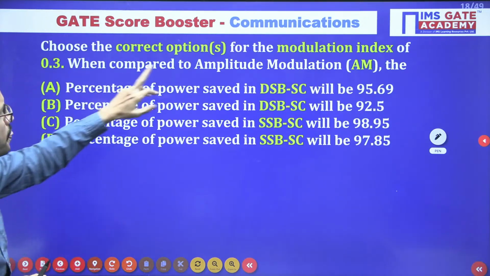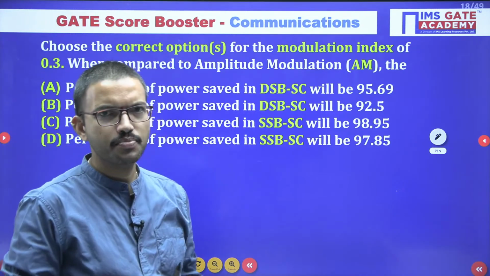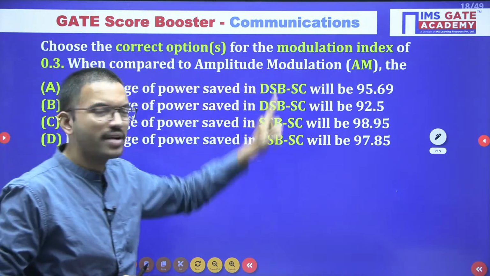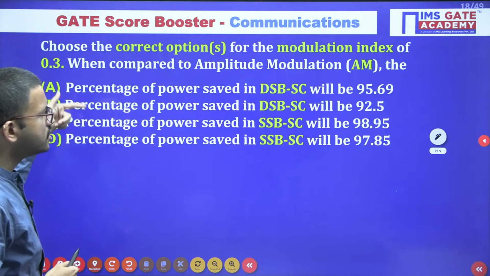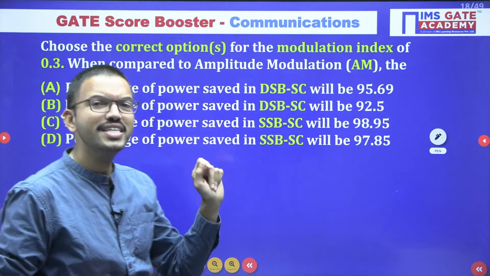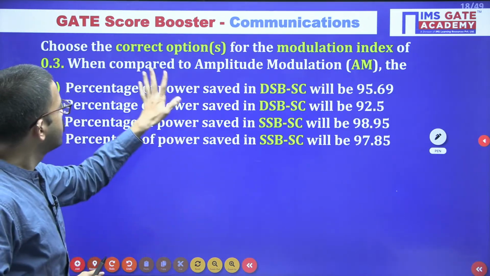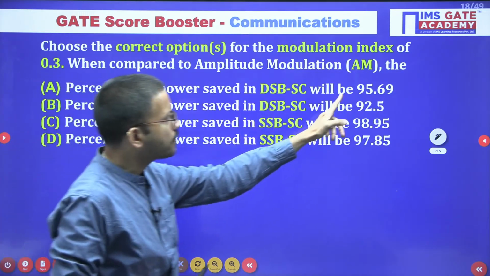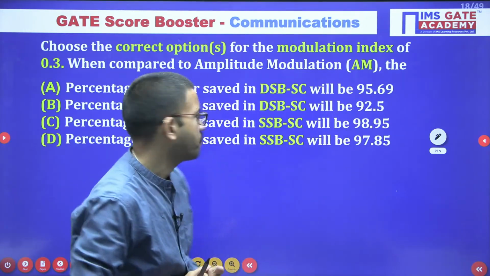So in this question, you have to consider the modulation index as 0.3, and for that value, when compared with amplitude modulation, you can observe two choices regarding DSBSC and two choices regarding SSBSC in terms of percentage of power saved. When compared to AM, the percentage of power saved in DSBSC in option A is mentioned as 95.69, and in option B it is mentioned as 92.5.